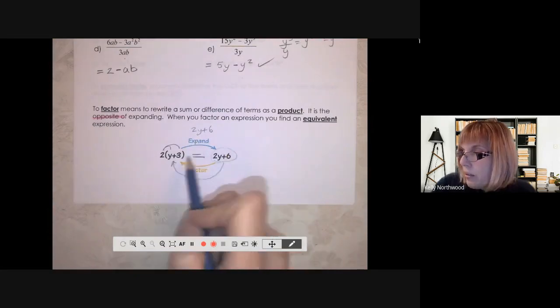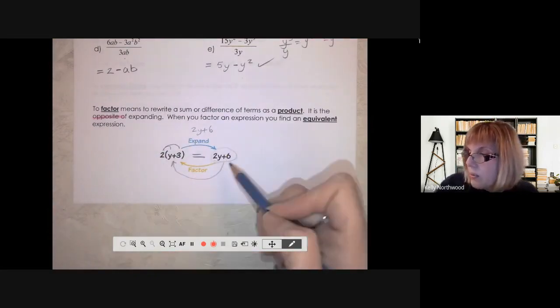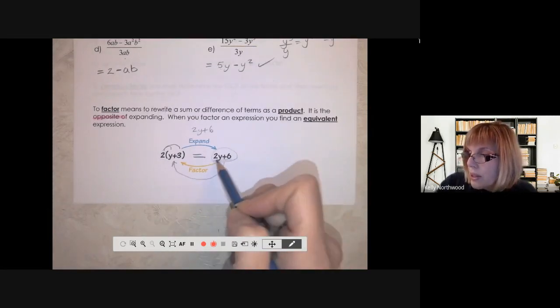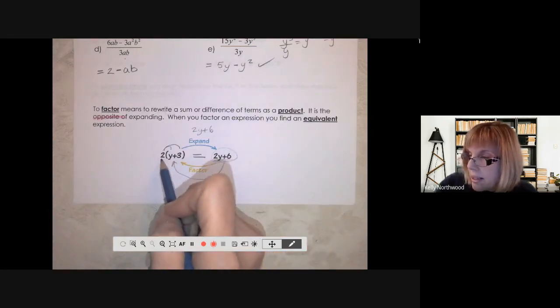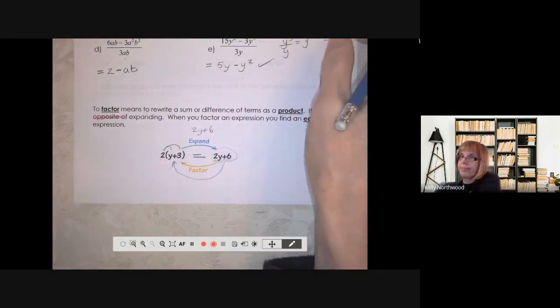Grade 9, 10, we focused on expanding so far. Now we're going to spend the next 3 days focusing on factoring. So going from this, which are terms that are either added or subtracted, to at least a product here. So 2 times something. Okay.